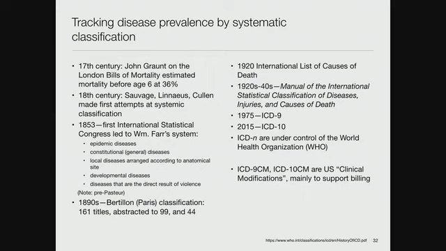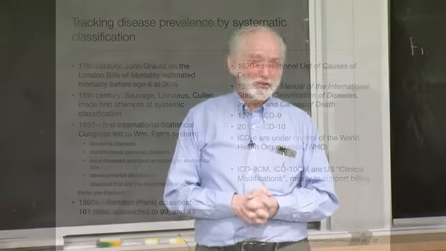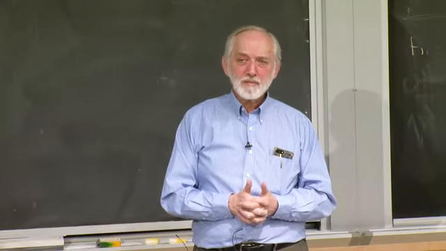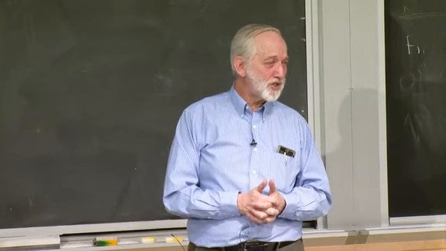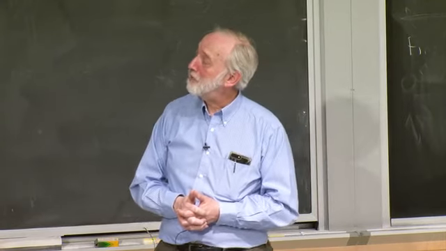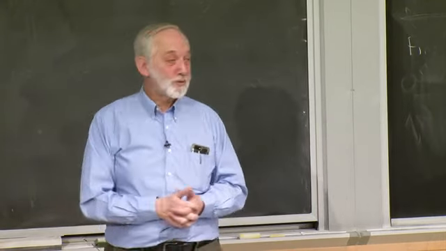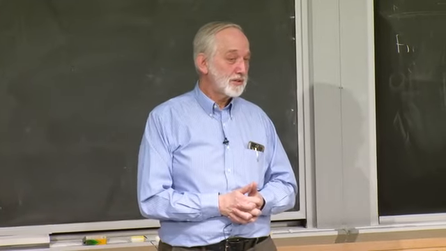And so, for example, he estimated that the mortality before age 6 in the 17th century, a long time ago, 1600s, was about 36%. So if you were a kid, your chances of making it to age 6 were only about 64%, so less than 2/3.